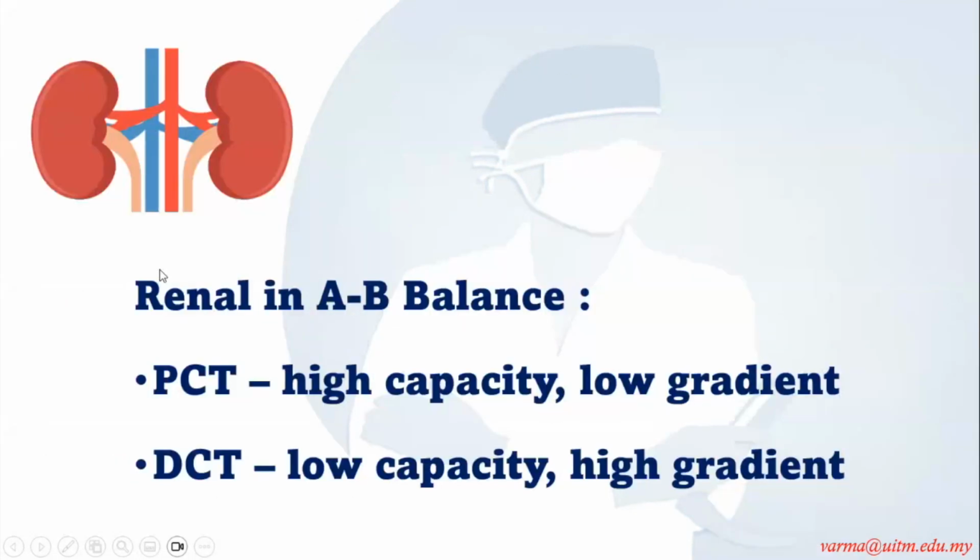Okay, another concept in renal acid-base balance is about the proximal convoluted tubule being high capacity, low gradient, and distal convoluted tubule being low capacity, high gradient. This is a very good concept to understand. I want you all to go and read Kerry Brandis. They've explained it wonderfully. Okay, please go and read.